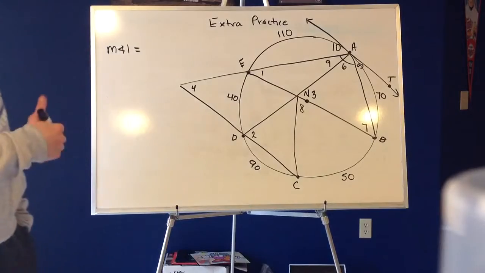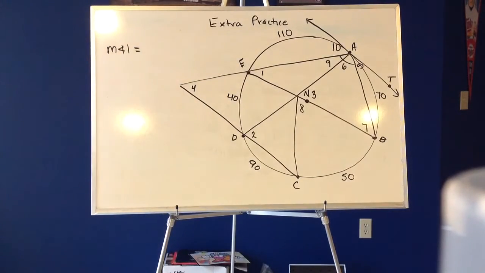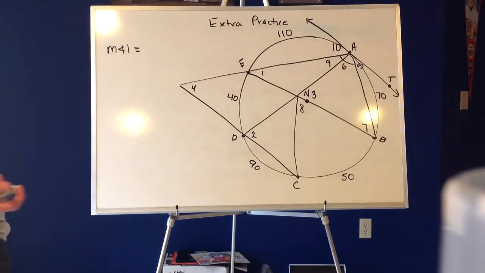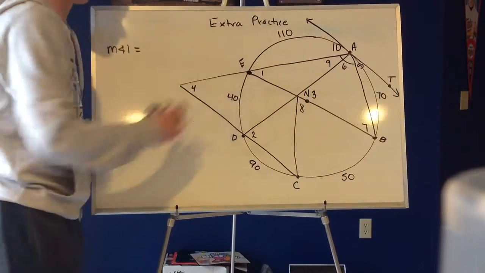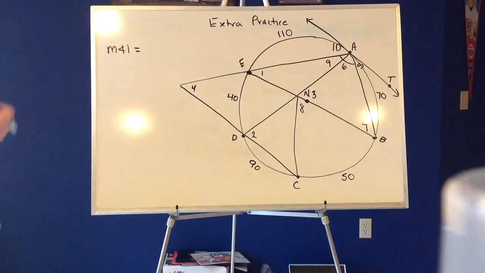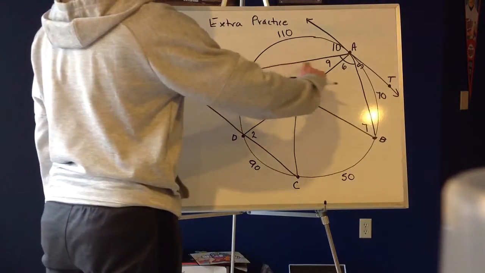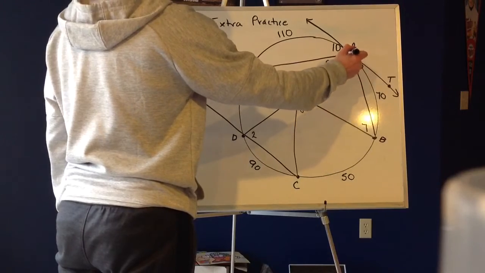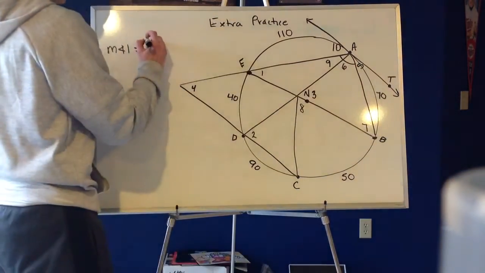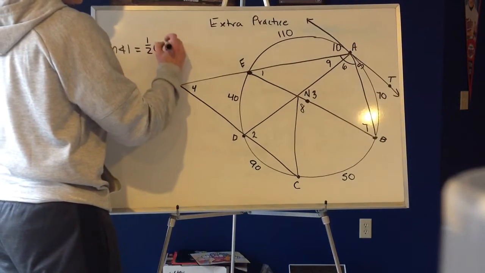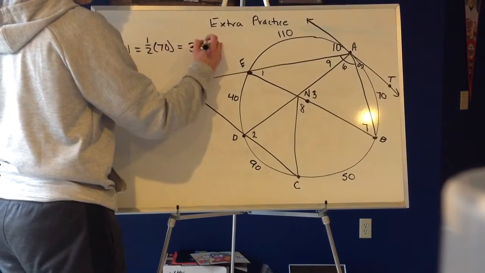The first thing you want to do is identify what type it is. Angle 1 would be an inscribed angle because its vertex is on the circle itself. If it's inscribed, that means it's going to be half its arc. So I follow my angle 1 out, and I can see its arc is from A to B. Its arc is 70, so that means it would be 1/2 of 70, so it would be 35 degrees.